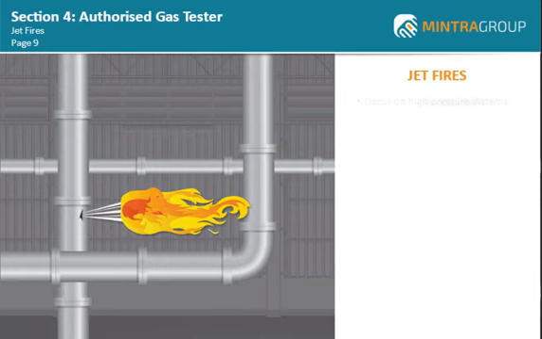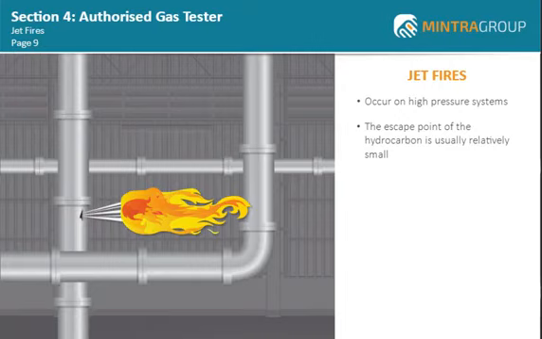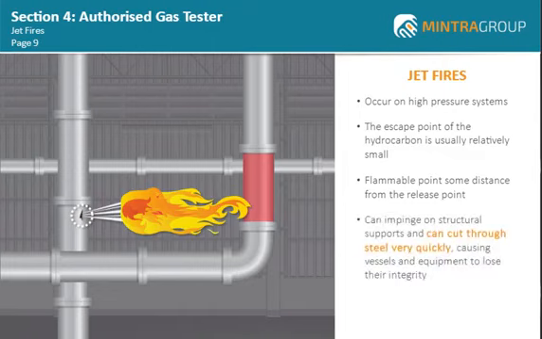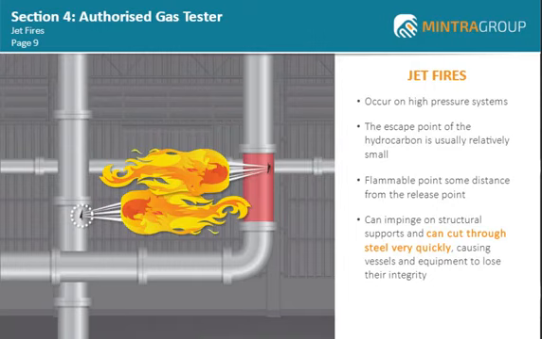Jet fires normally occur on high-pressure systems, and the escape point of the hydrocarbon is usually relatively small. Hydrocarbon fuel, either liquid or gas, is ejected through the hole, and if it finds an ignition source, forms a jet fire, with the flammable point being some distance from the release point. These types of fire can impinge on structural supports and can cut through steel very quickly, causing vessels and equipment to lose their integrity, fail, and often add further fuel to the fire.